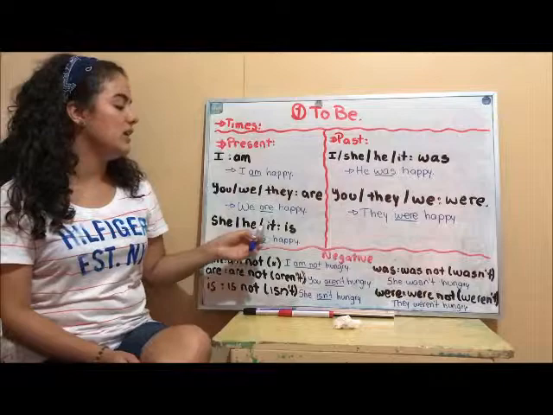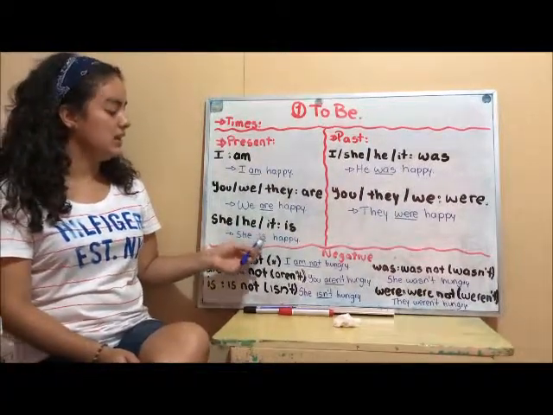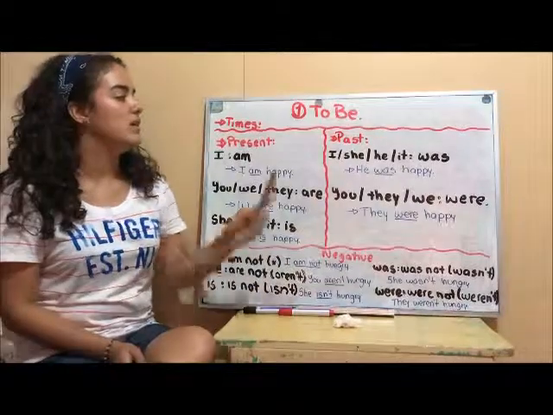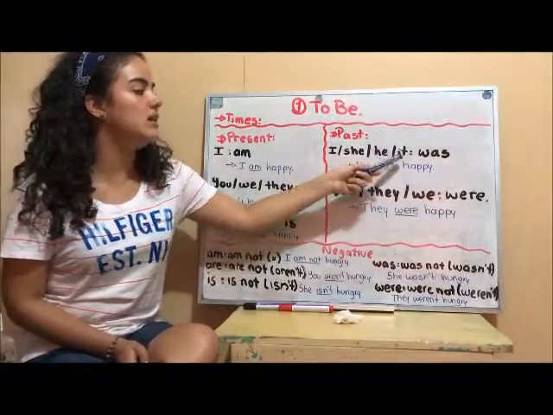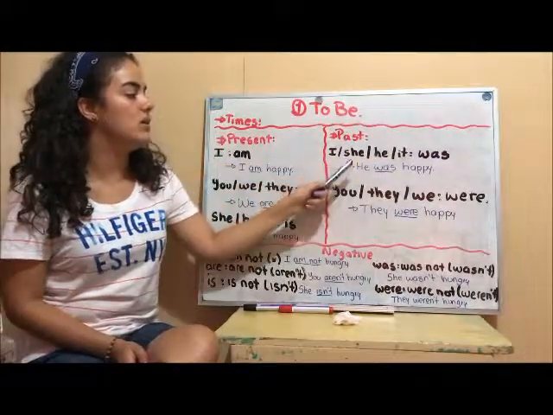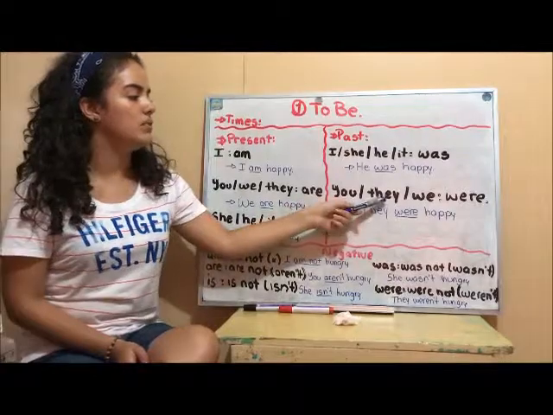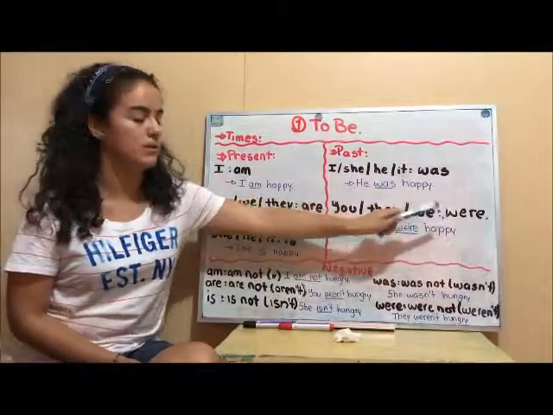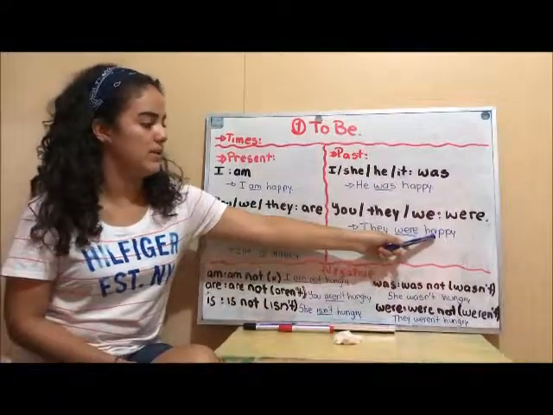For she, he, and it, it is is. For example, she is happy. But now in the past, for I, she, he, and it, we have was. So he was happy. For you, they, and we, we have were. So for example, they were happy.